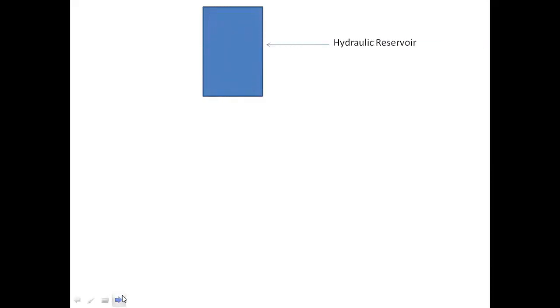A basic hydraulic system just comprises four main components: a hydraulic reservoir, pump, control valve, and the actuator. So let us start with the basic hydraulic system here. In a basic hydraulic system, the main component is the hydraulic reservoir. In the hydraulic reservoir, hydraulic fluid is stored. So the storage of fluid is done by the hydraulic reservoir.